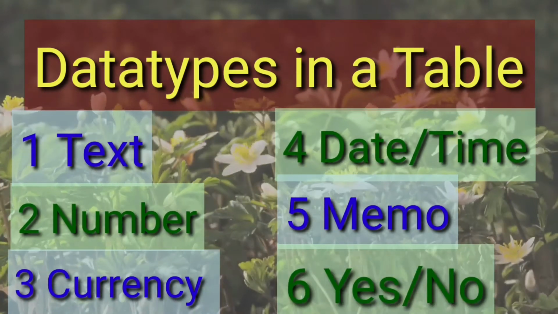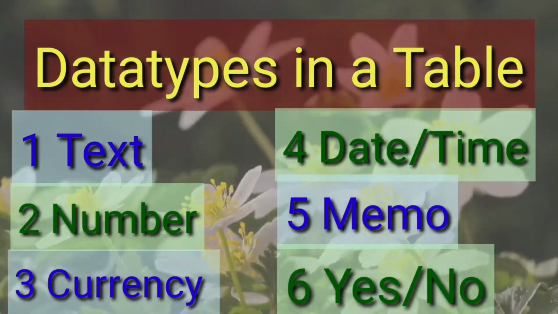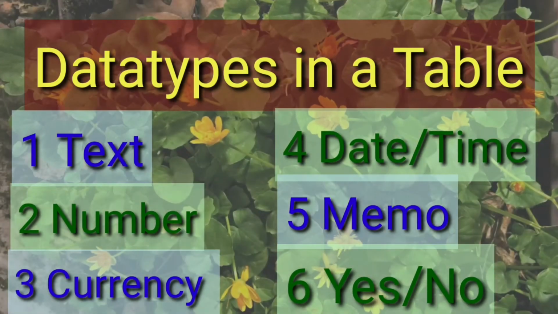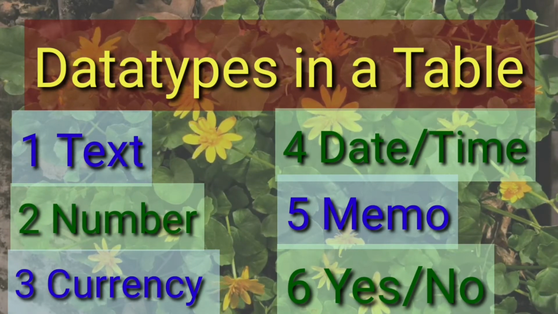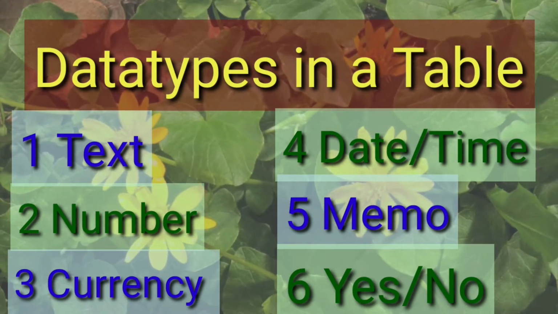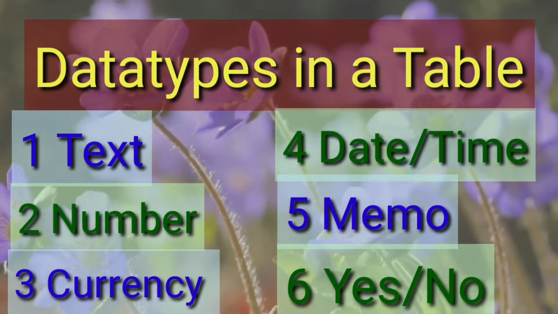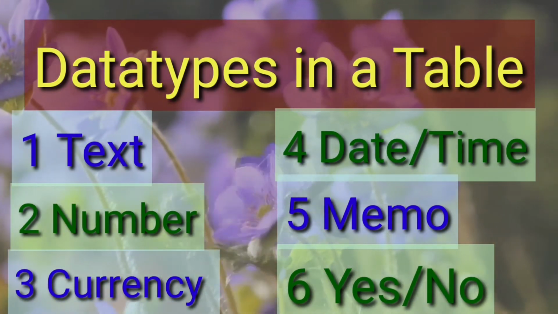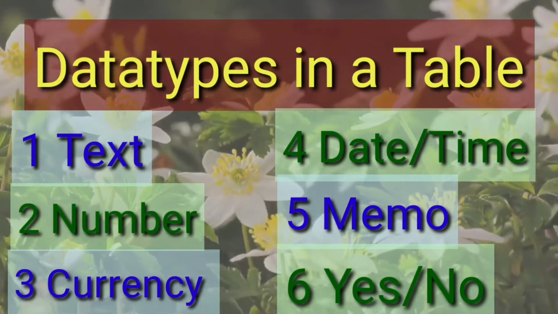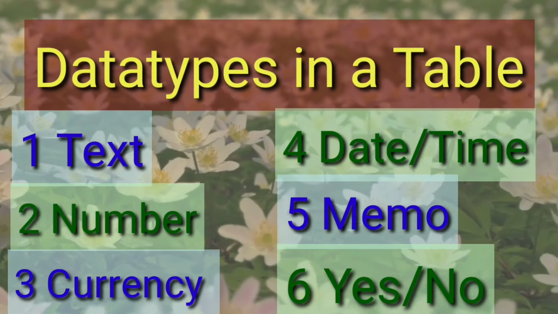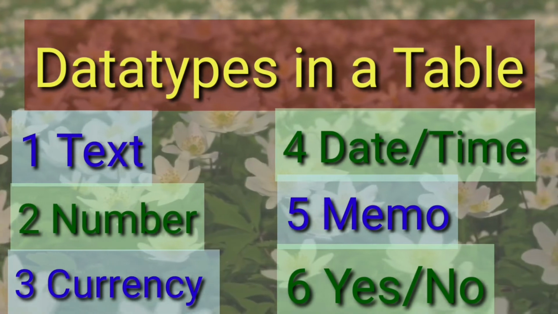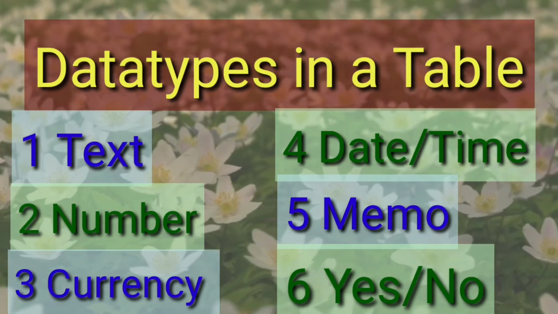The next is yes, no. The data type yes, no represents only one of two values, either yes or no, or true or false, or on or off. For example, for a field, suppose I write there, are you a resident of India? It would have only two options, either yes or no. So for such type of data which would have only two answers, yes, no or true or false, we would use the data type yes, no. So these are some of the data types that we are going to use when we create the table.